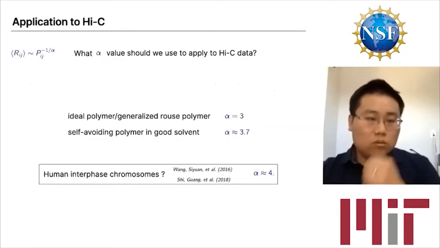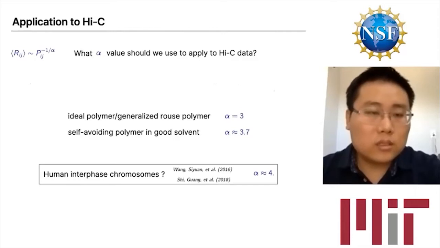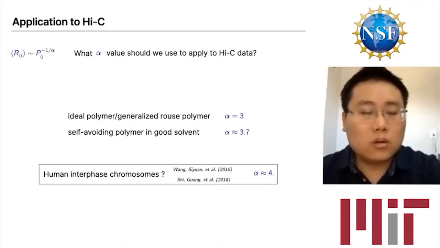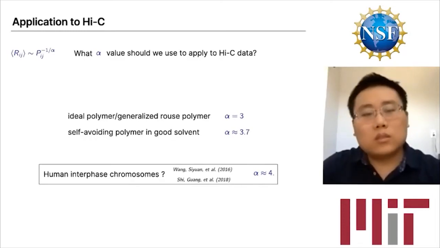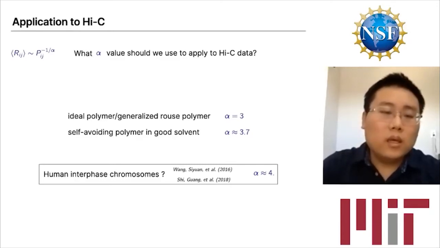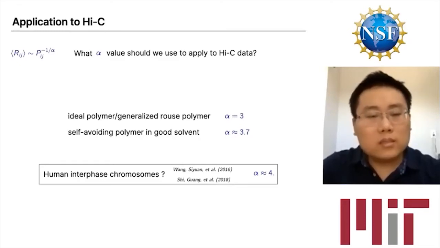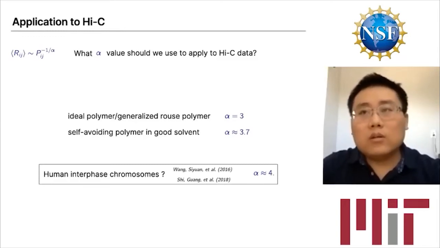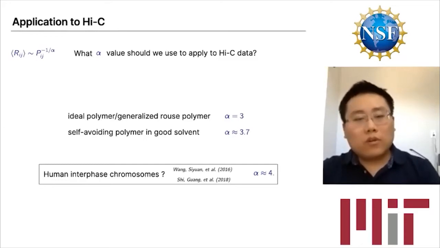So then we would like to apply this to the HiC data. The next question is, what alpha value should we use? We know the alpha value for ideal polymer or self-avoiding polymer. However, for chromosomes, it is not known theoretically. Fortunately, in this experiment work, the authors measured the pairwise distance and compared those to the HiC measured contact probability. And they found that the pairwise distance Rij and the contact probability Pij do have a power law dependence. And the value of alpha is about 4. We also confirm this value using a simulation study using a copolymer chromosome model.